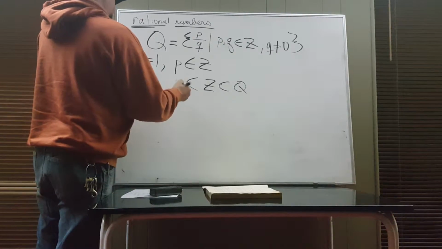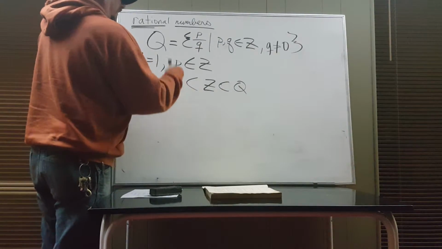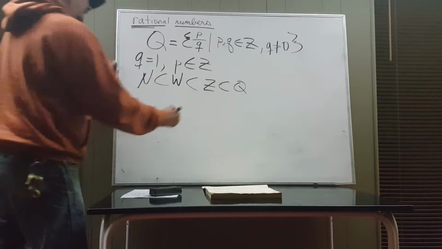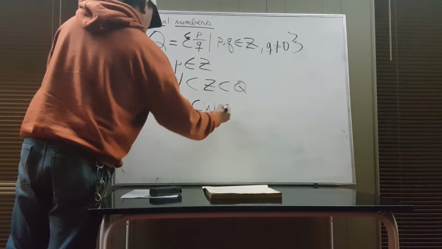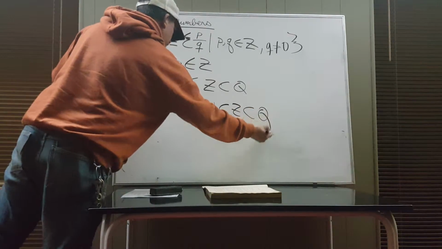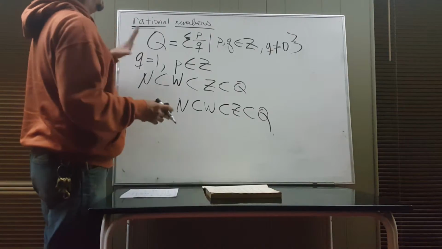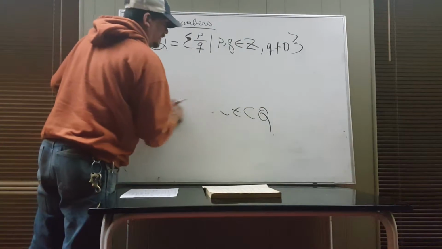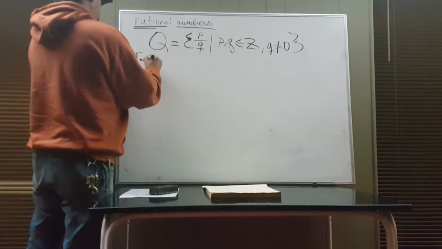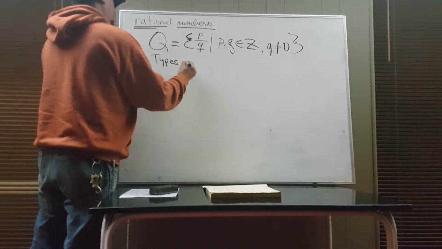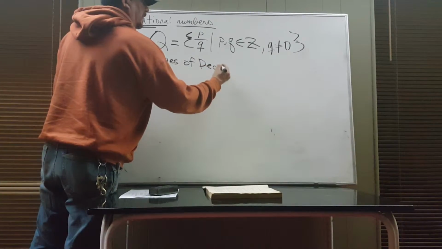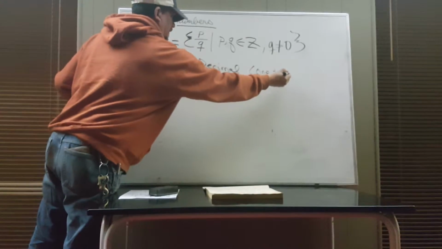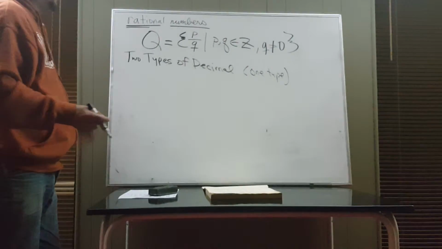So now we have another situation here because we already know from the last lecture that W is a subset of Z and N is a subset of W. So now we have that N is a subset of W, which is a subset of Z, which is a subset of Q. Alright, but there's other things we need to learn about Q which separate it from other numbers. What happens when Q is not 1? Well, we have two types of decimals. And we actually have really one type. But to make everybody happy, we're going to call them two types.